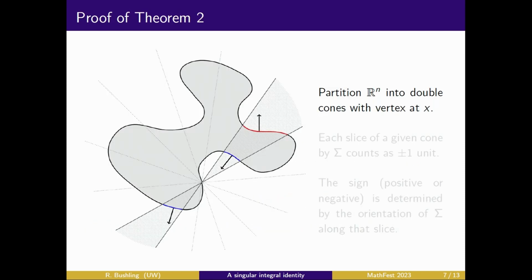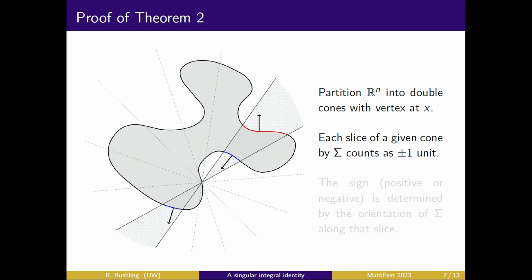Okay, so why is this a reasonable interpretation? It sort of falls out of the proof, and so I'm just going to give a very brief heuristic proof. So here I've drawn an actually relatively simple set, a C1 bounded set. And so I've picked a typical point in the boundary, and I've partitioned Euclidean space into double cones with vertex at x. So x is right there. And what I do is I look in each of these double cones, and I look at each of these slices of the double cone by our surface sigma.